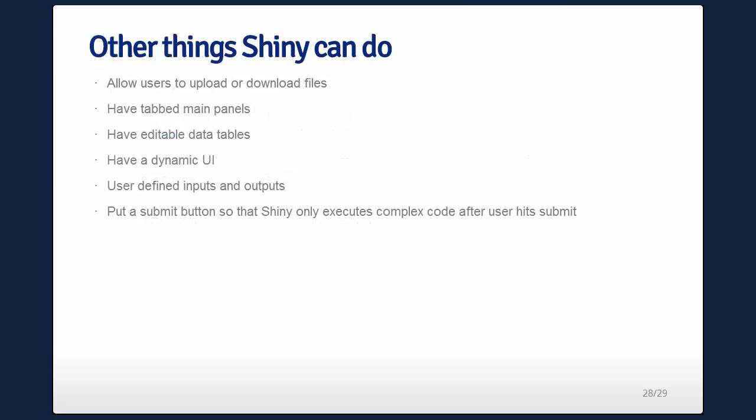Okay, so this is just a bare bones intro to Shiny. Some other things you can do: you can upload or download files from Shiny. You can have tabbed main panels, which is all within the standard UI.R function. You can have editable data tables, that's neat. You can have dynamic user interfaces, so based on values that you input, it can show you new controls. You can have user-defined inputs and outputs, which is sort of like programming more Shiny functionality. And you can put a submit button so that Shiny only executes code after the user hits submit, even for the first time. That's covered in the tutorial on Shiny 2 as well.